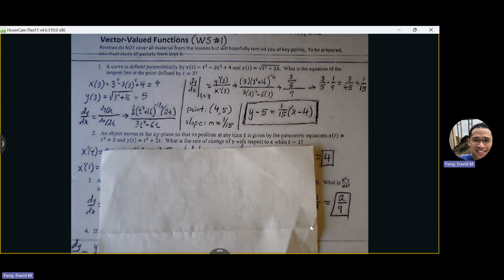So for dy/dt, we can use chain rule. For dx/dt, we can use power rule. Put them over each other. Find y prime over x prime of 3. Get the numeric value that's associated with them, and basically we are breaking that slope into horizontal and vertical components. Slope is 1/15, ordered pair is (4, 5), and then point slope form.